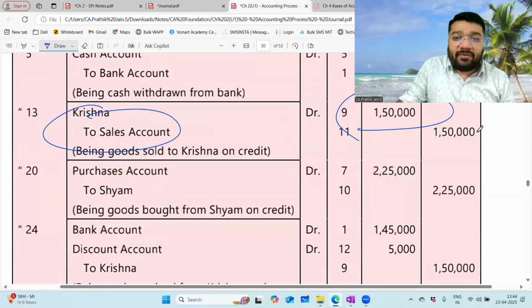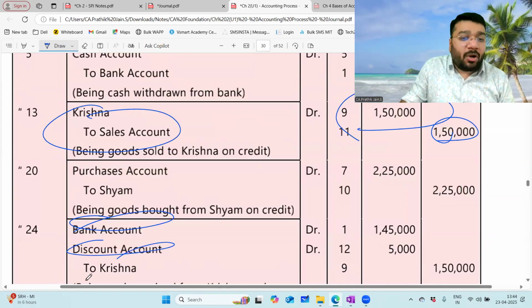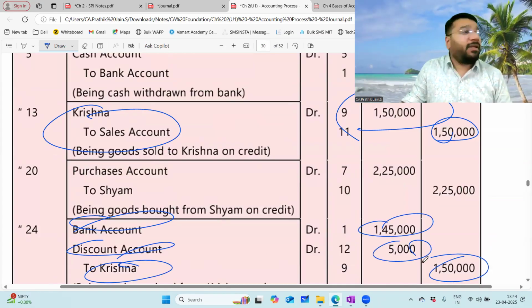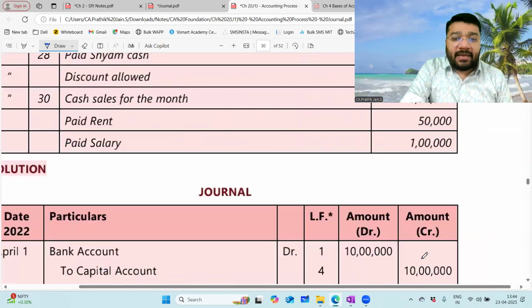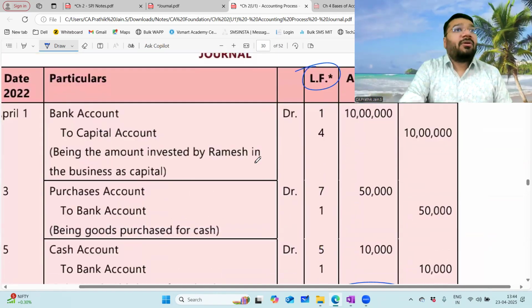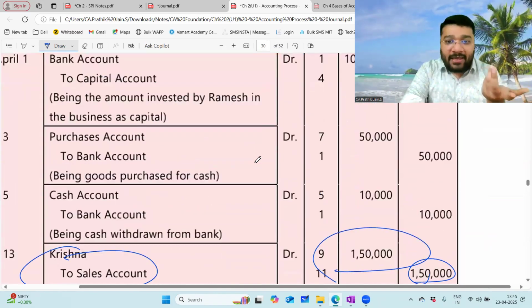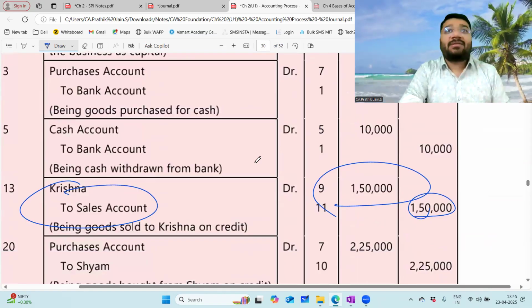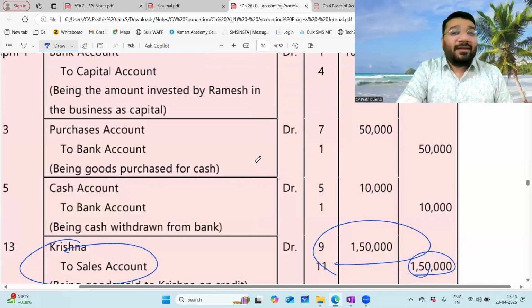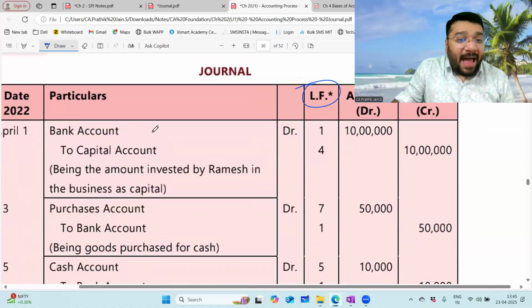Krishna to sales 150, 150. Bank and discount to Krishna, 145, 5,000 and 150. Now here in the LF column, there are numbers like 1, 4, 7, 1, 5, 1, 9, 11. What are these? This is nothing but the ledger folio of the bank account.